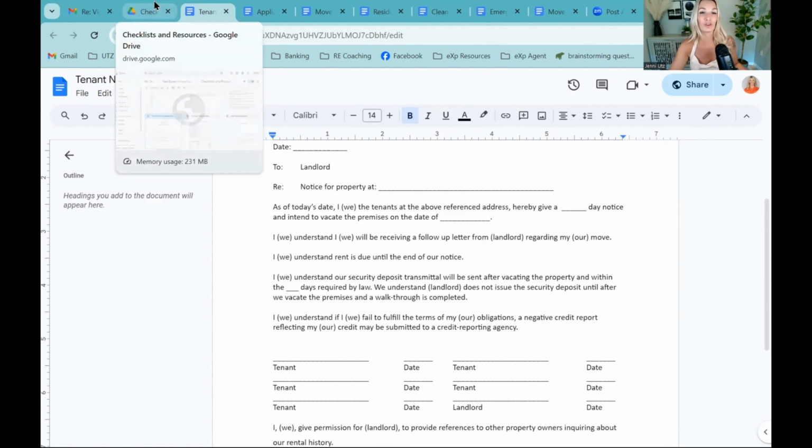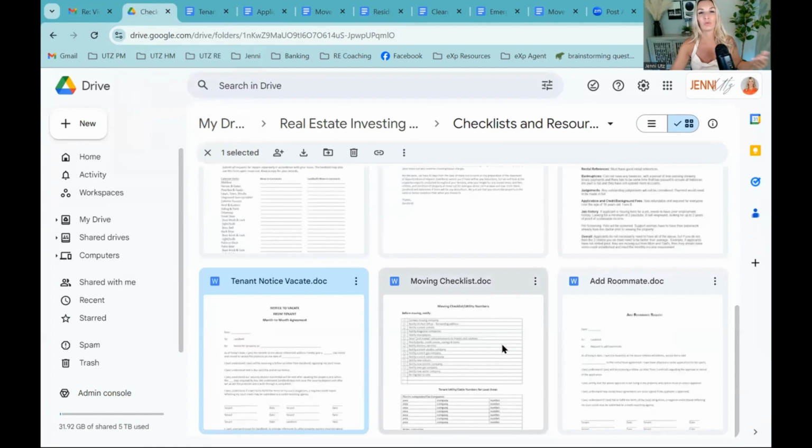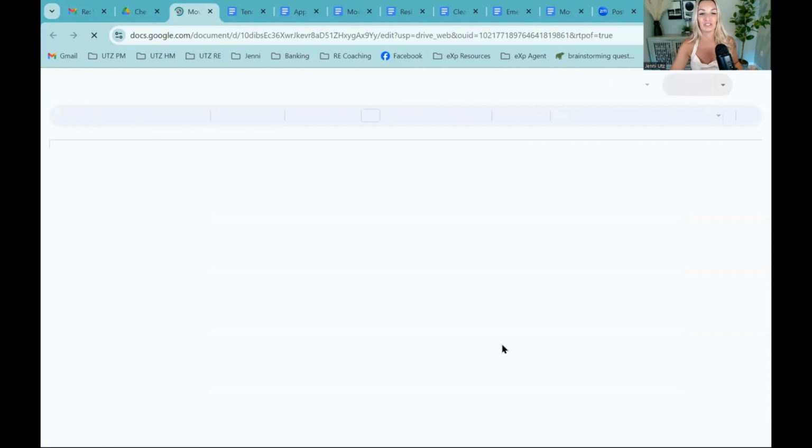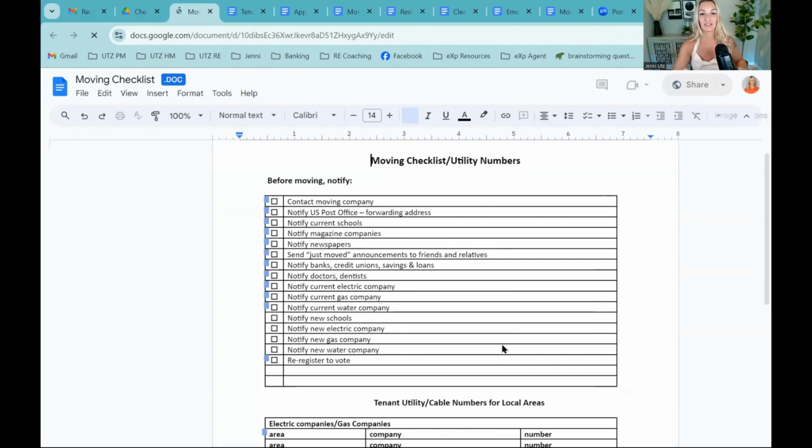And if you've gone over your lease with them, they should know what some of these penalties or additional fees might be, based on what you discussed and what is written in your lease that everyone has agreed to. The moving checklist, we always do this: if you need to contact a moving company, the post office for your forwarding address, and your current schools, all of the things.